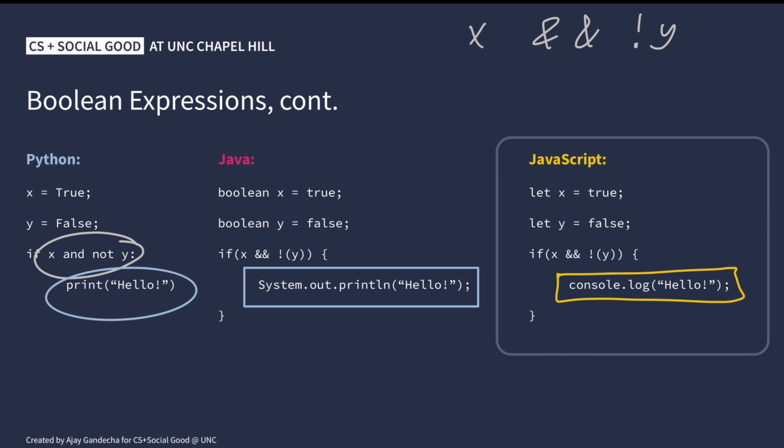Because remember, when you're working with JavaScript, you're actually working on a browser now, and so you want to be able to log things on the browser, and that essentially is synonymous to printing out a value. And you'll be seeing that later in the next video.